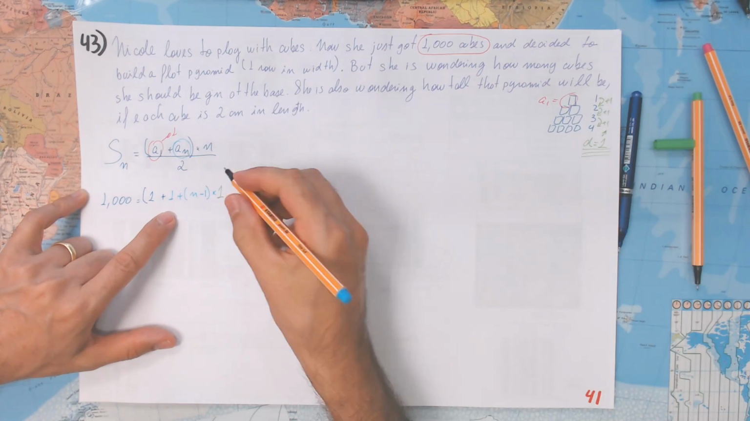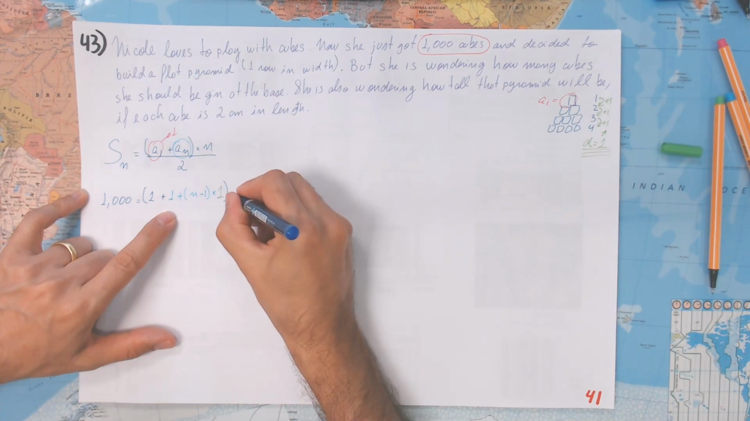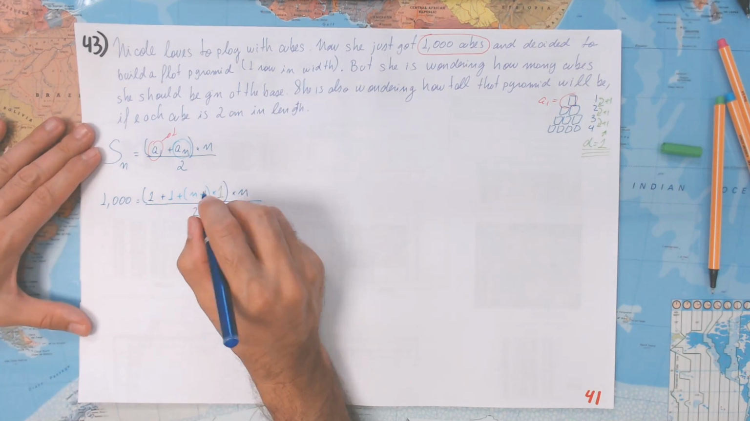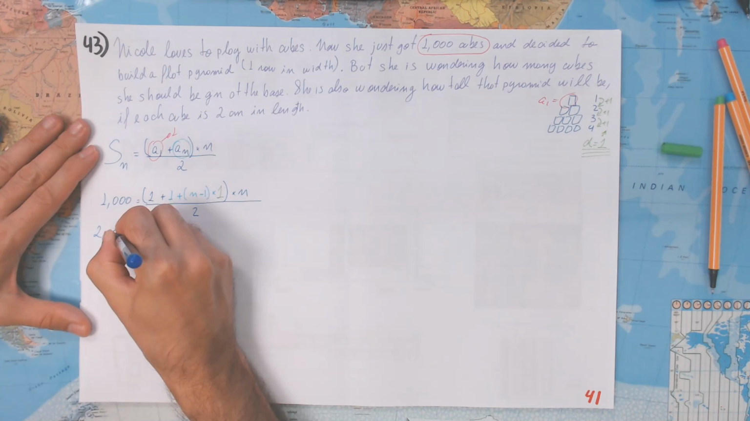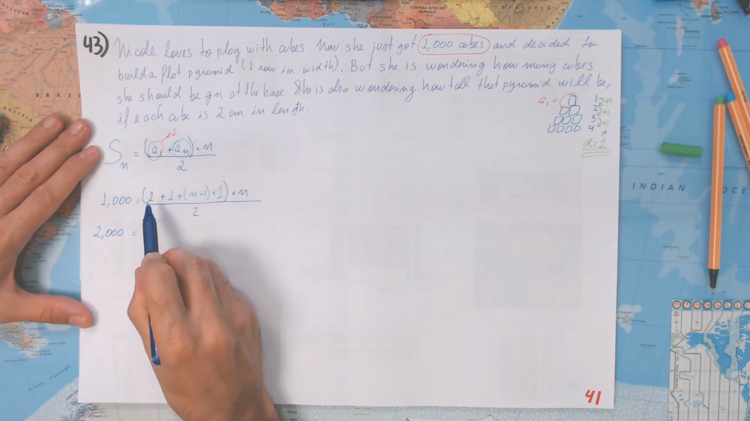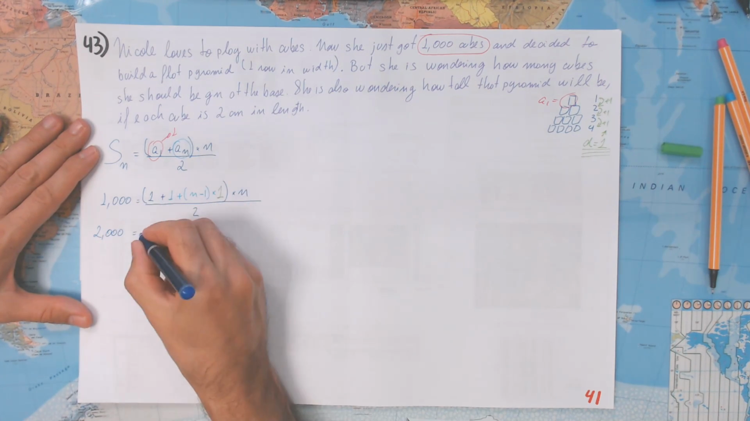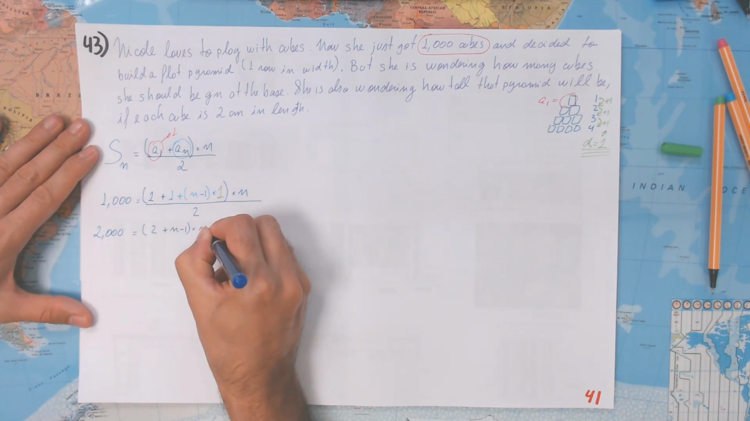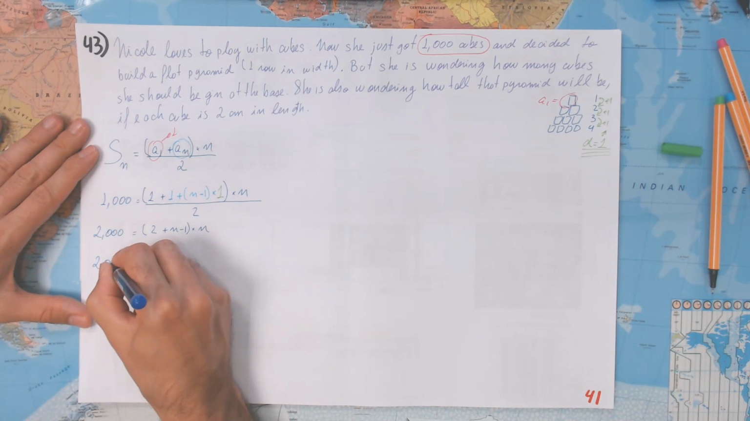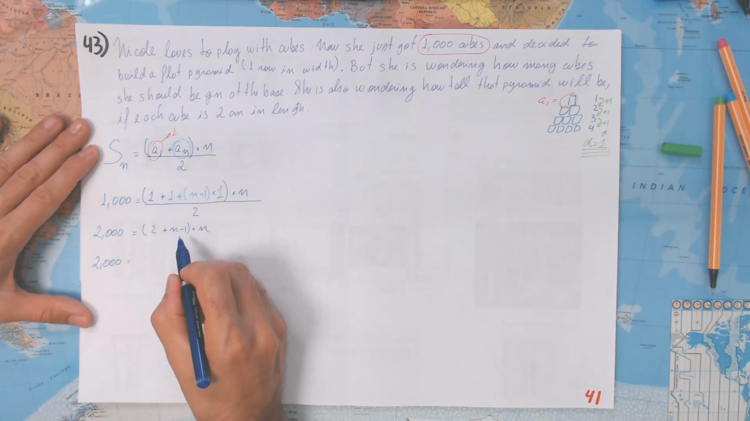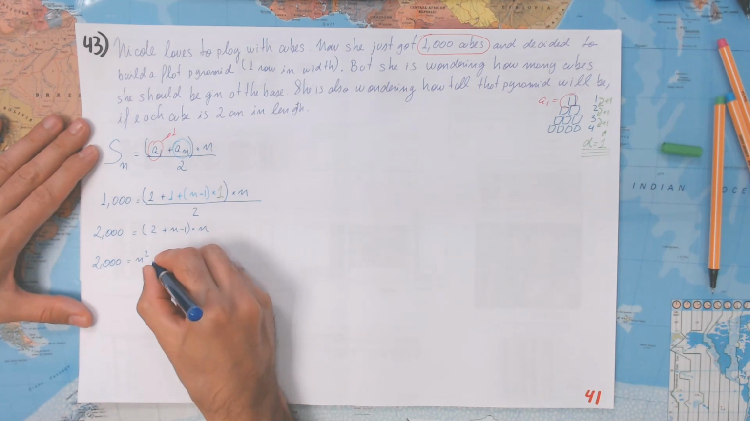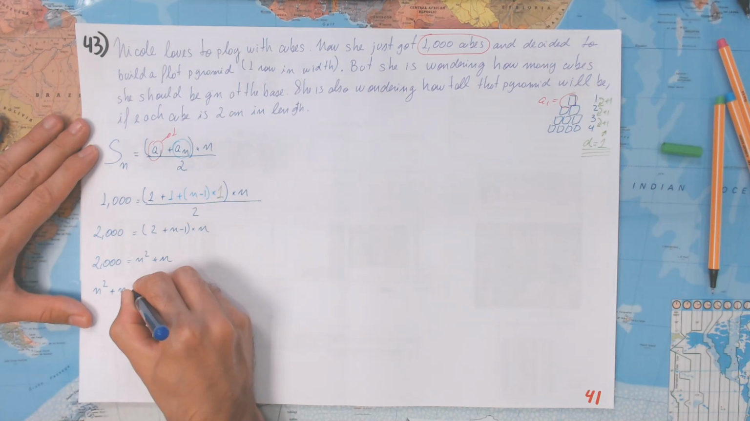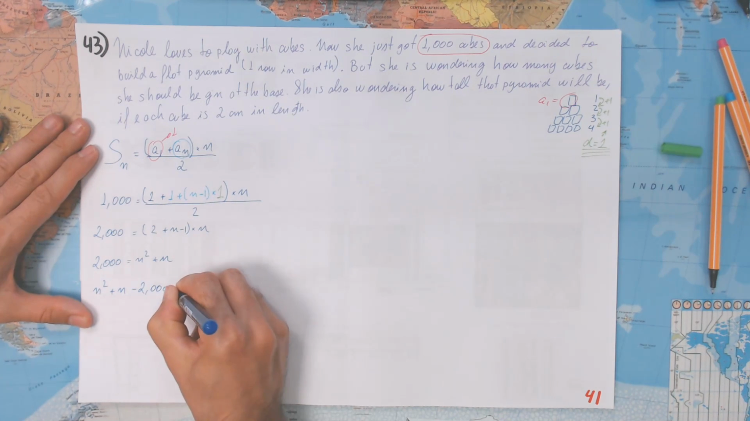Okay, we know that. Times n divided by 2. What is going to be that? This is going to be 2000 equals, what is going to be this? 1, 2. Oh, let's just put it this way. 2 plus n minus 1 times n. So 2000, it is going to be like what? N squared plus n. Let's put it in a better way. N squared plus n minus 2000 equals 0.